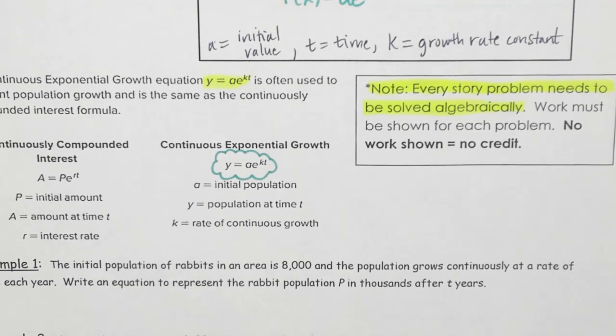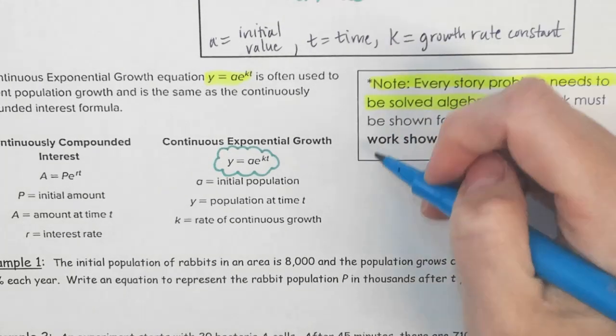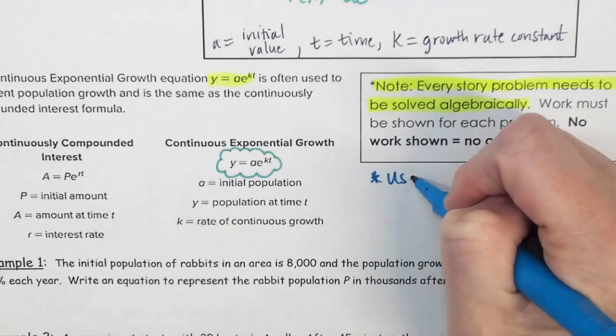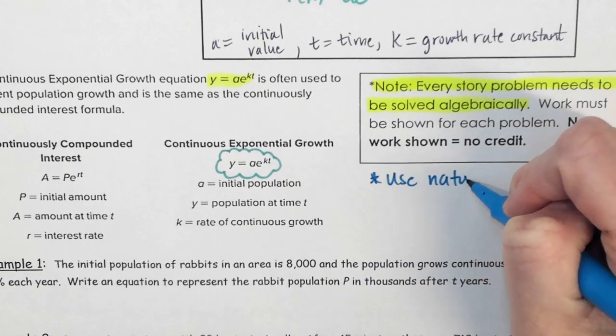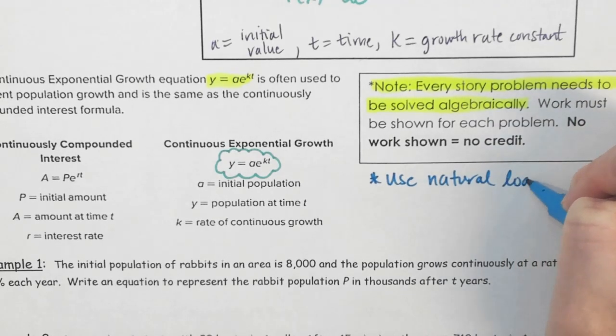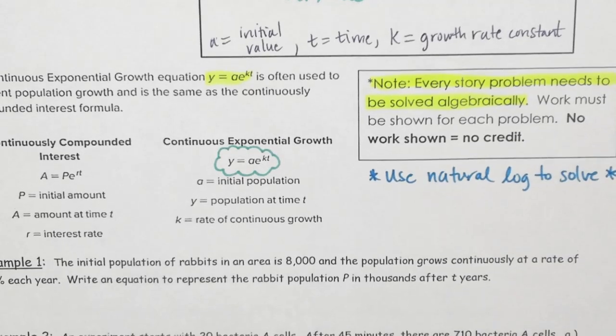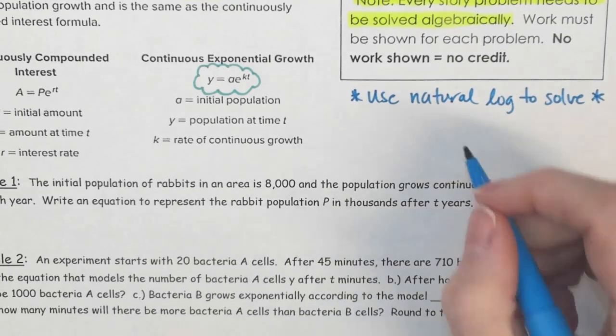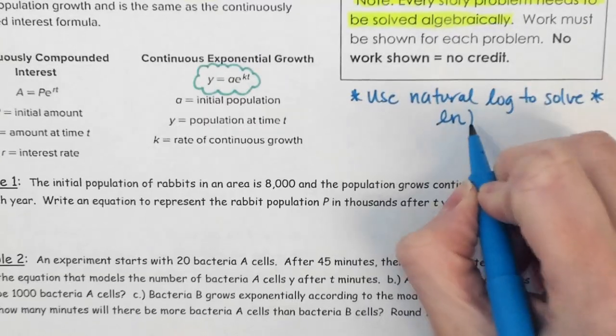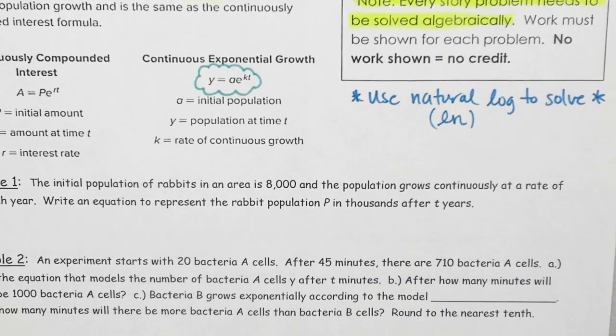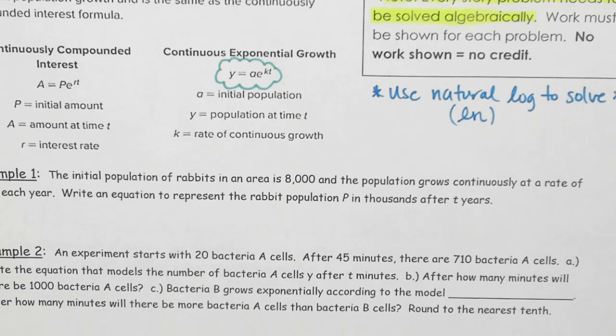So what we're going to use today to solve is the natural log. Okay, so whenever you have the value of e, you're going to be using the natural log to solve. And remember, the natural log is ln. Okay, so we're going to be using ln to solve today.